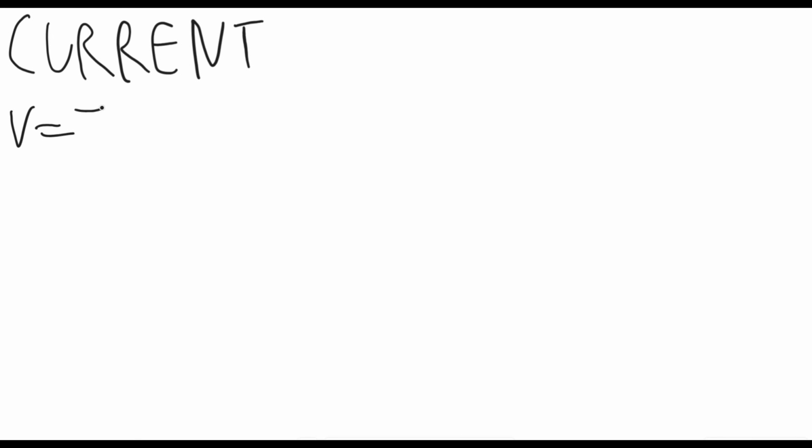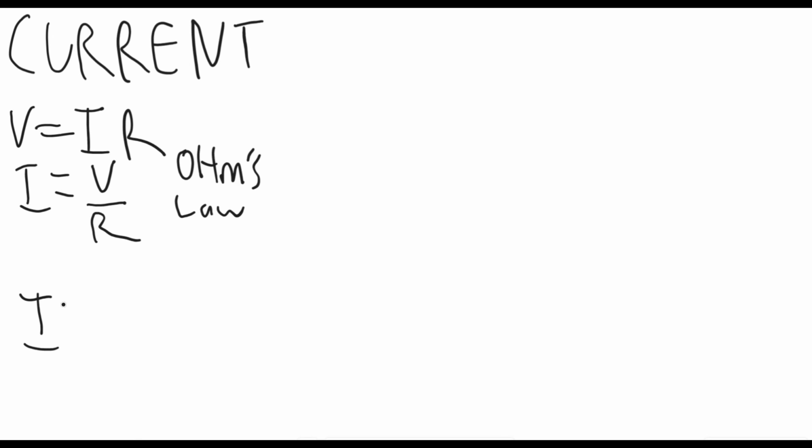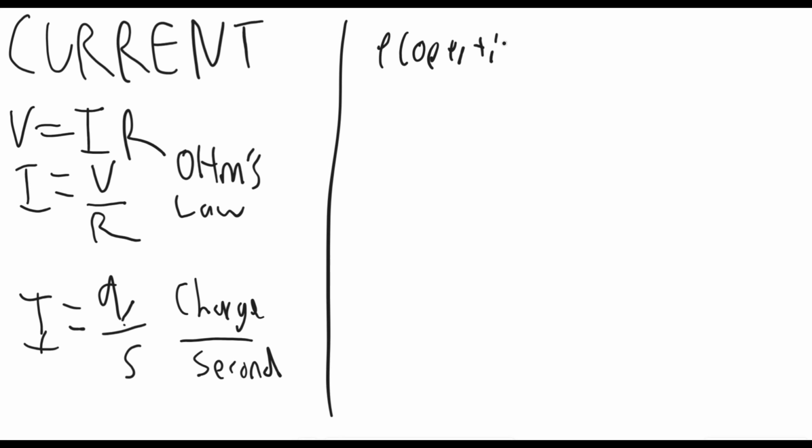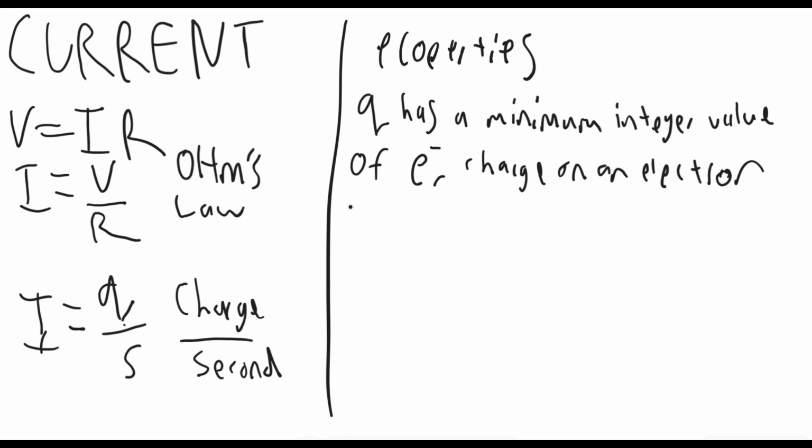You can't talk about a current law without talking about current. Now, current is best described by two different things: Ohm's law and its units, which is charge per unit time. Charge and current have various properties which are important for the establishment of the current law.